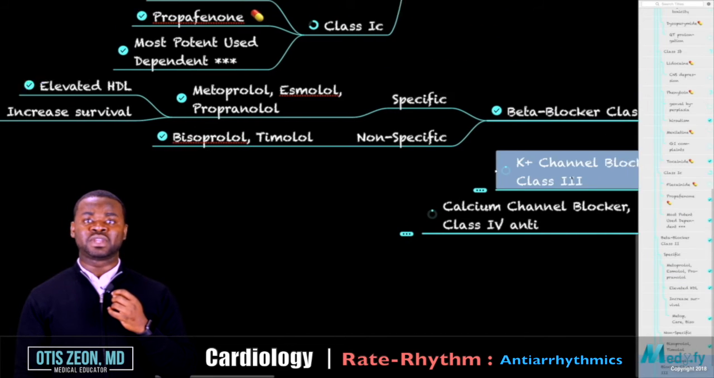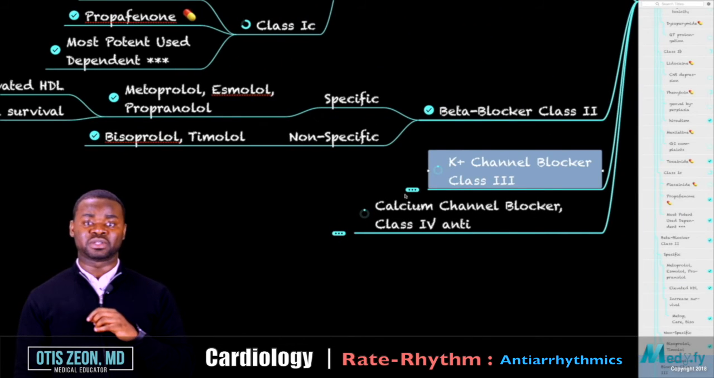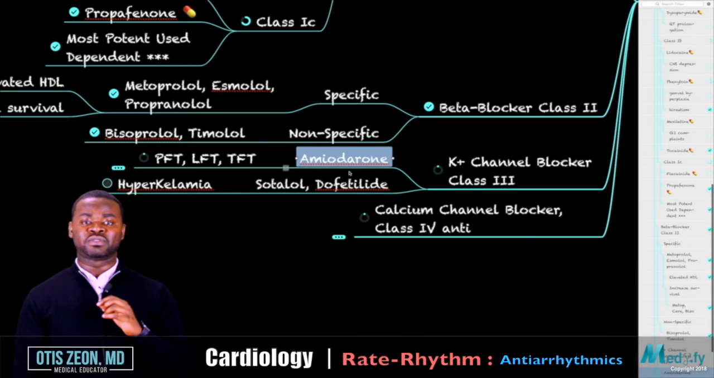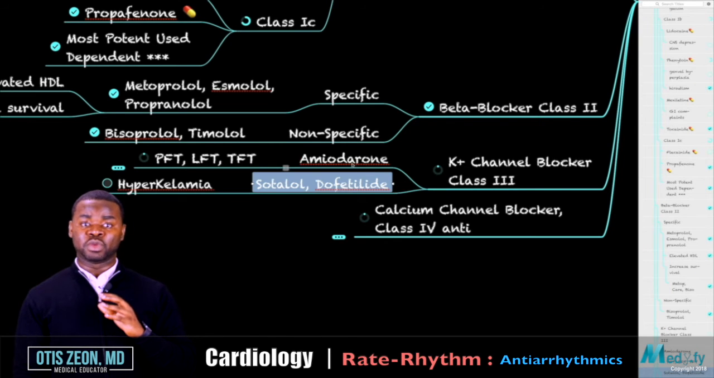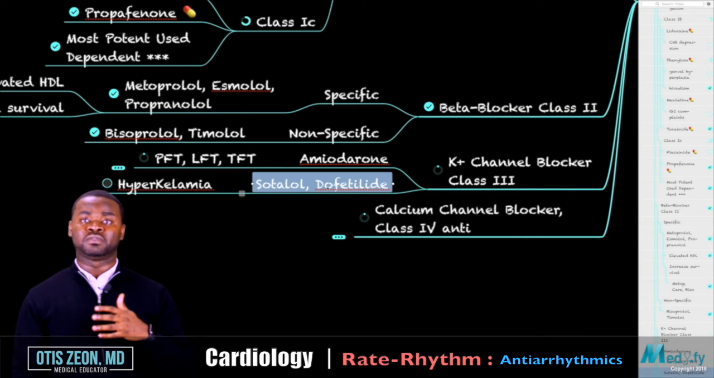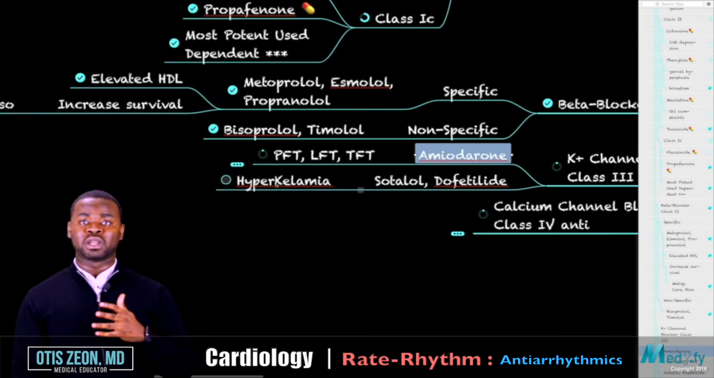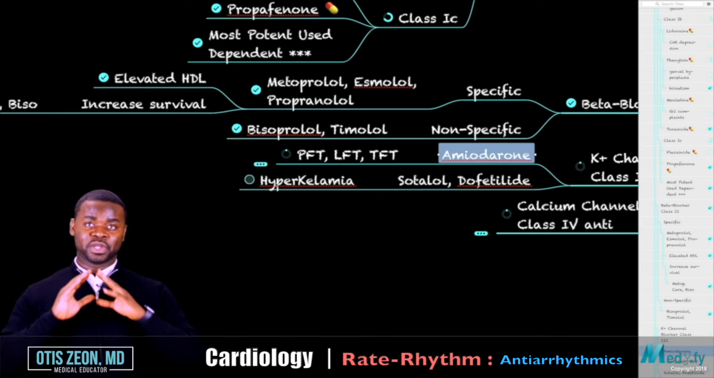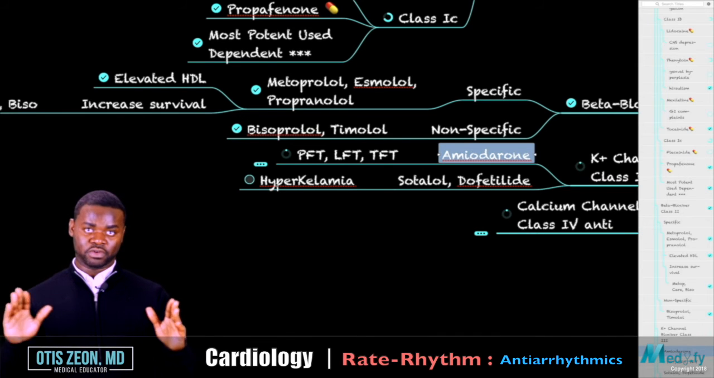As we move on to class 3 antiarrhythmics, we say these are the potassium channel blockers. Potassium channel blockers, we have 2 main categories here. We have amiodarone, which is a holy grail when it comes to antiarrhythmics, and then we have others like sotalol and dofetilide. Amiodarone is the one that will be frequently tested. Why? Because it has a laundry list of adverse effects.